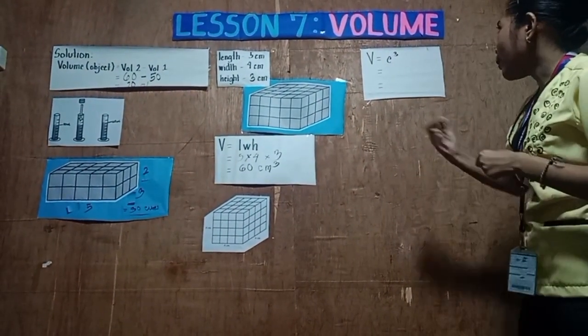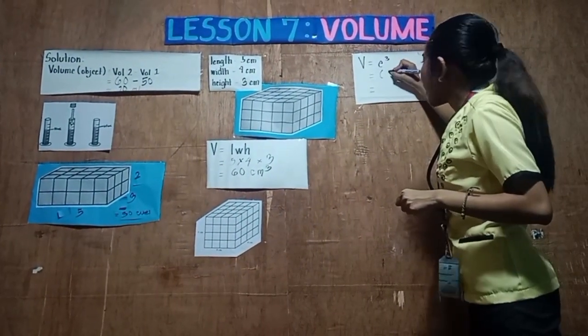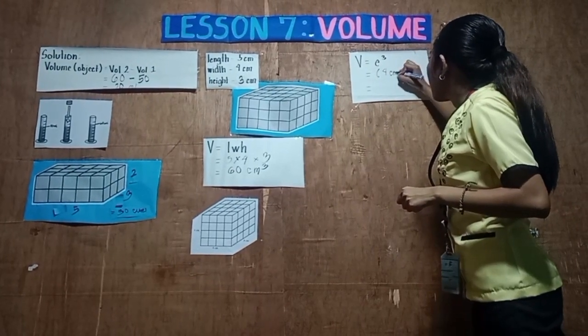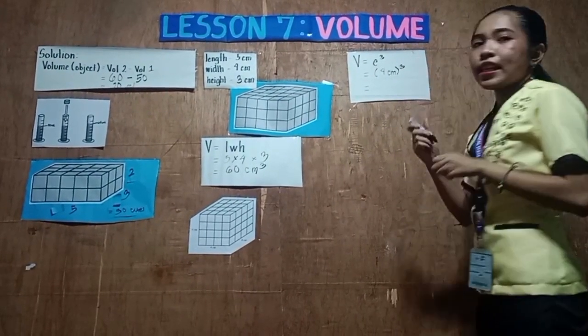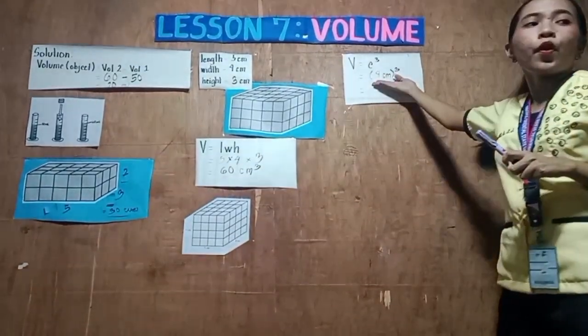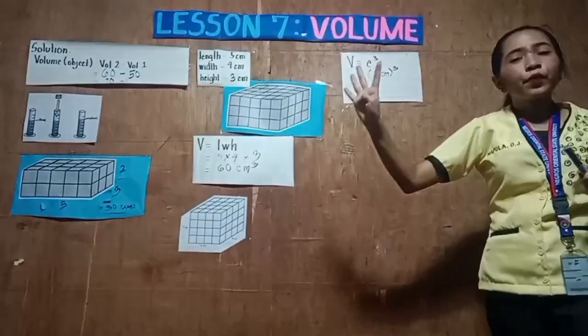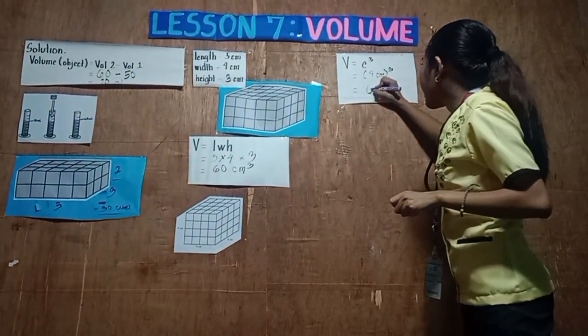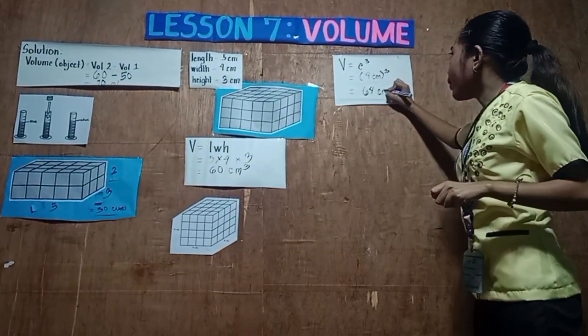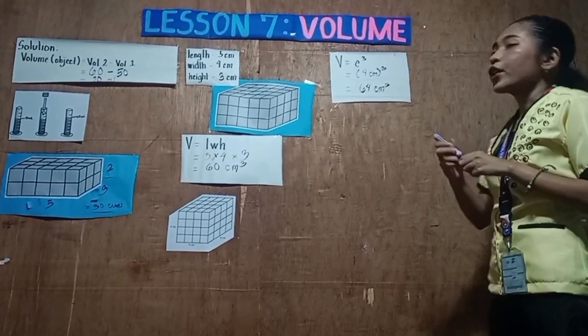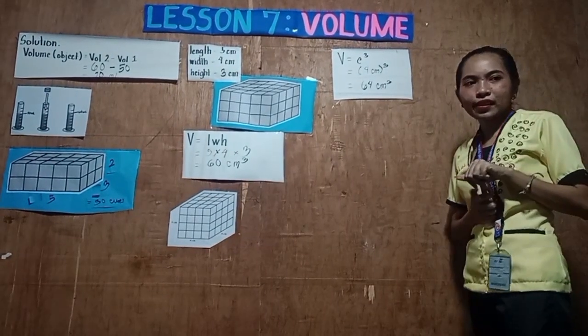So to answer the question, we have here our edge length is 4 centimeters. So we will raise it to the power of 3. So 4 times 4 is 16. Times 4 is 64. So let's not forget our unit, 64 cubic centimeters.